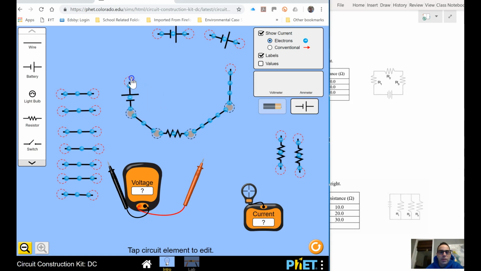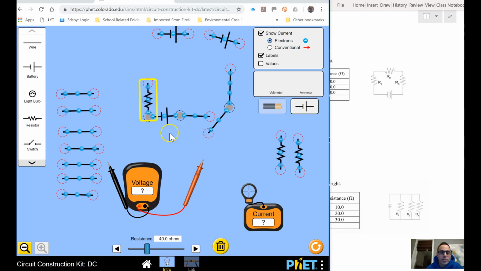So I've got my light bulb, my resistor, and here's my battery. I'll just set up the exact same way that they have it. Rotate this over. Okay, this is one of the fun things about this.